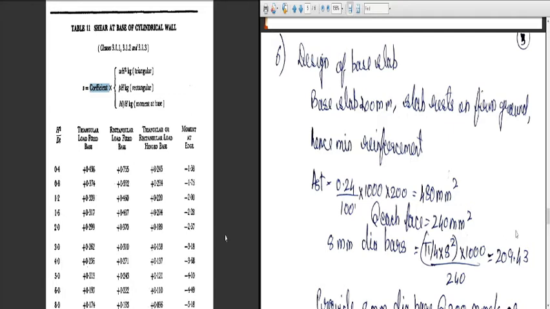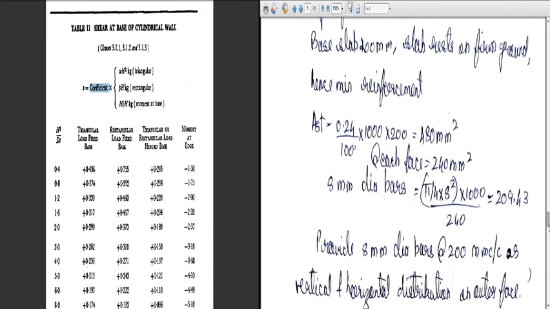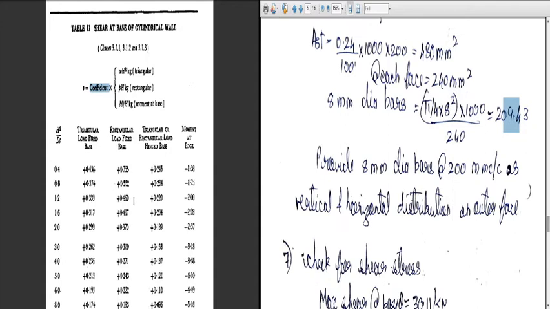So 240 mm square. So for the base slab, considering 8 mm diameter bars, pi by 4 into 8 square into 1000 divided by 240, which is working out to be 209.43. So providing 8 mm diameter bars at 200 mm center to center as vertical and horizontal distribution on the outer face.